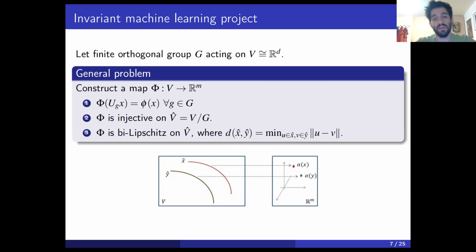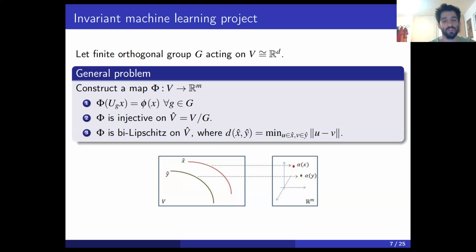The reason we want that is to be able to lift our embedding and have it well defined on the quotient space. So with a slightly abusive notation, from now on, when I talk about our map Phi, I always mean the map defined on the quotient space V hat with respect to the group action. And we want Phi to be injective on the quotient space, because we don't want the bad example we had in the previous slide. And also we want Phi to be bi-Lipschitz on the quotient space.